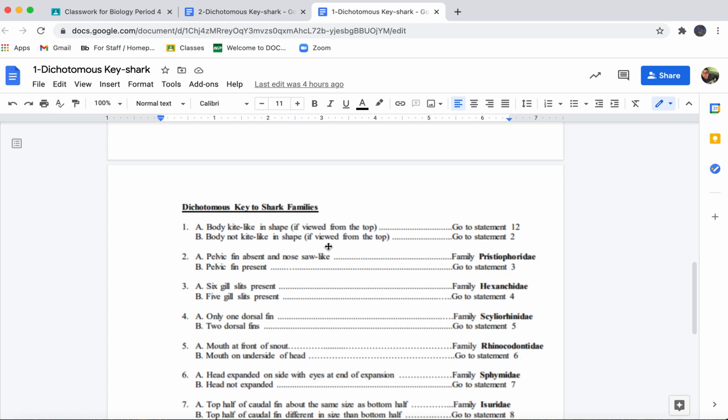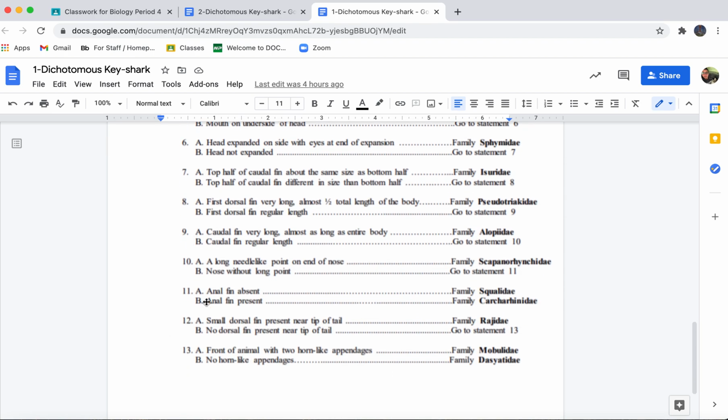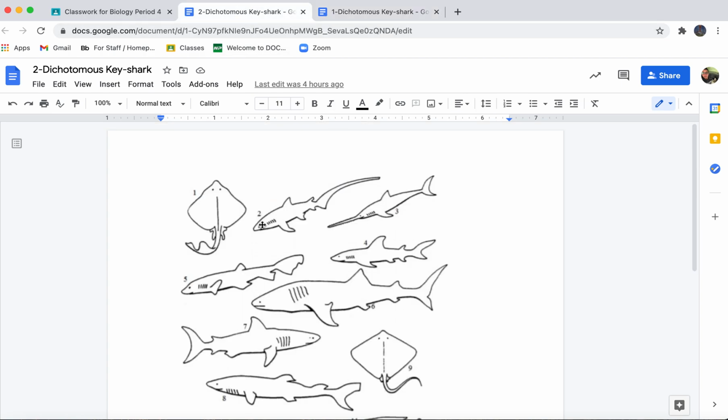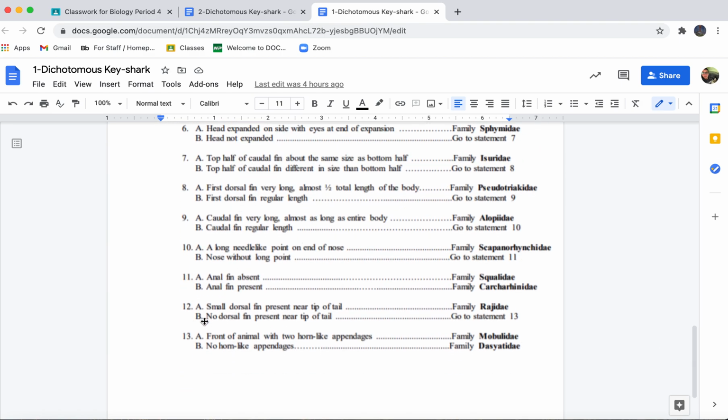It says go to statement 12. We're going to follow down to statement 12. A small dorsal fin present near the tip of the tail, or no dorsal fin present near the tip of the tail. And again, if you don't know what a dorsal fin is, a fin is essentially a protrusion coming out that's going to help either guide the animal or help stabilize it. So looking at the tail area, we need to see, do we have fins sticking out, yes or no? The answer is yes, we do. These little guys sticking out right here are fins. So we're going to go with number 12, small dorsal fin present near the tip of the tail, and it just tells us this is the family, okay? So we've identified number 1 as this Ragidae.